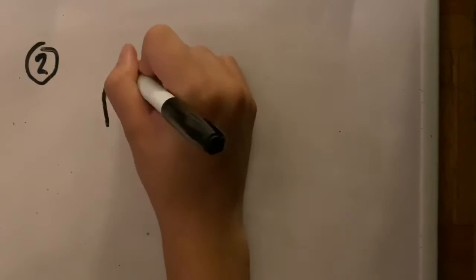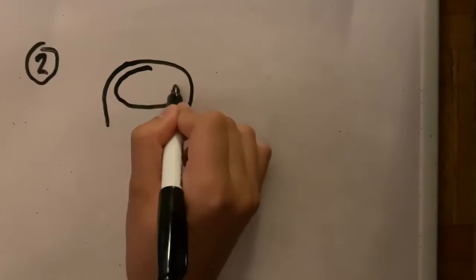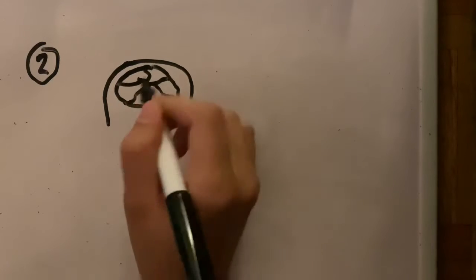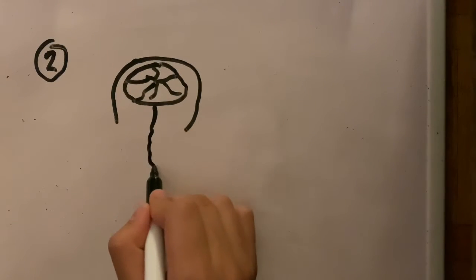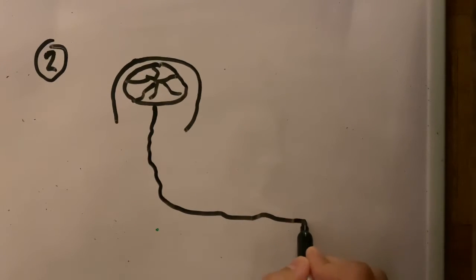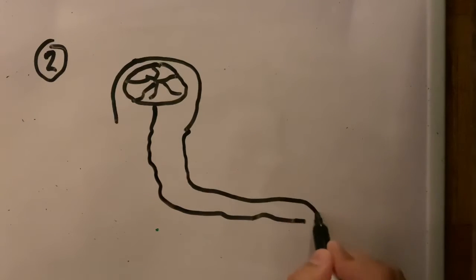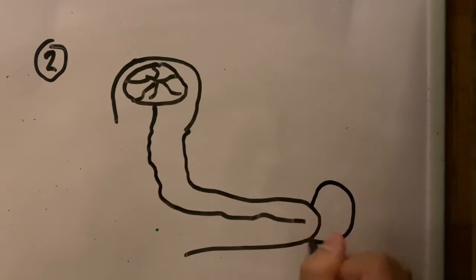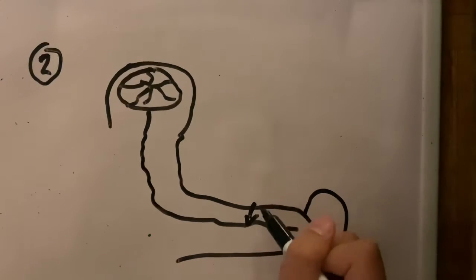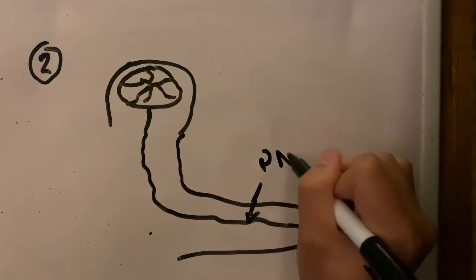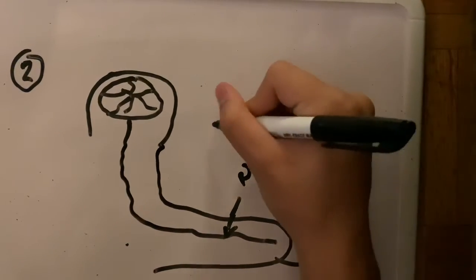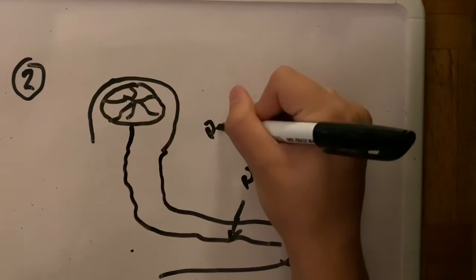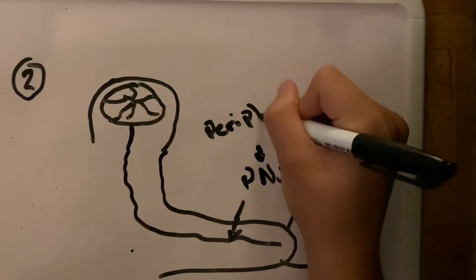Once the message is done originating and is released from the central nervous system, the message will then travel down to the spinal cord and branch off at shoulder level and travel down the PNS, also known as the peripheral nervous system. This needs to happen for the next step to occur.